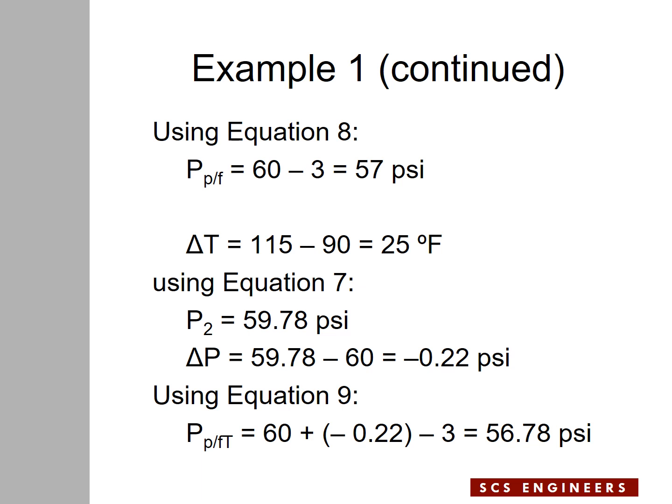The second part of the question is related to the temperature effect. We start with calculating delta T, which is final temperature minus initial temperature. 115 minus 90 is equal to 25 degrees Fahrenheit. So delta T is a positive number. We substitute that number into equation 7.